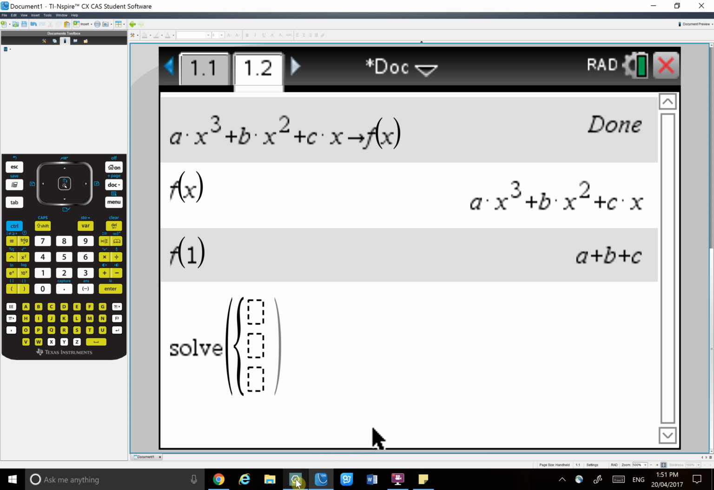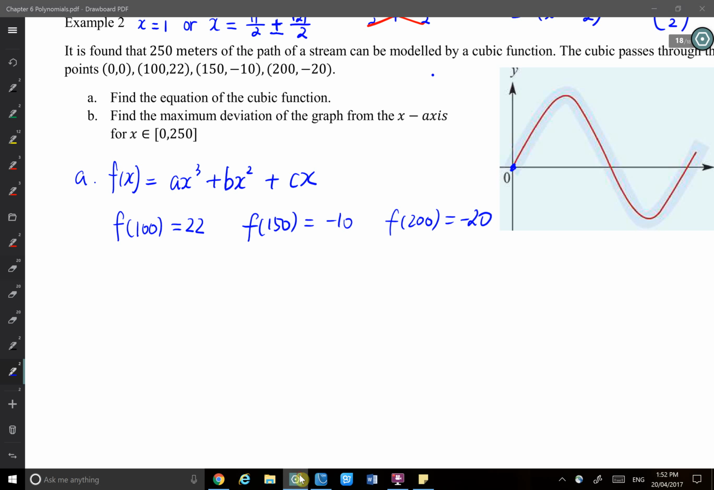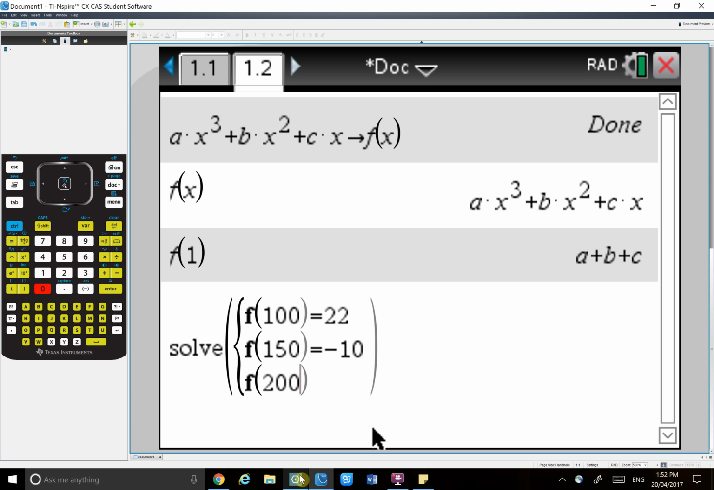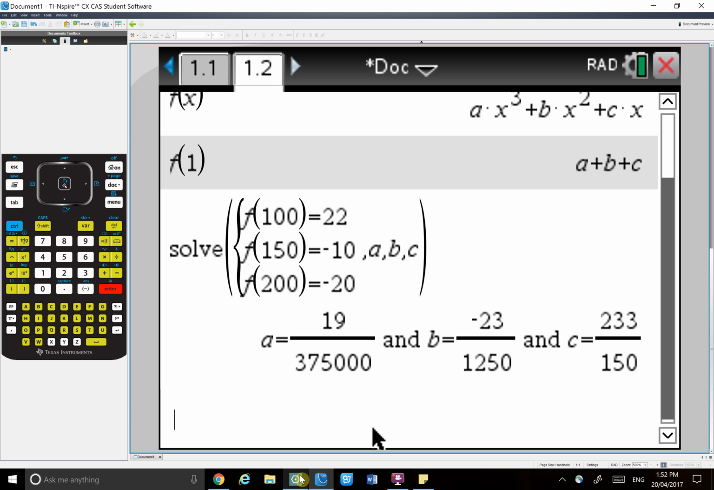So what's the first equation? The first equation is f(100) equals 22. What's the second equation? f(150) equals negative 10. What's the last one? f(200) equals negative 20. What do you want to solve? a, comma, b, comma, c. Even though you don't have a, b, c at all in these equations, they're already involved in f(x). Press enter, it solves out for you directly.